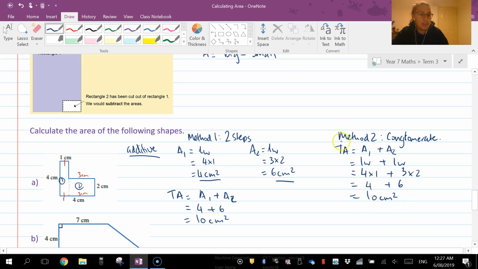Same thing. So it gives you the same answer, as you can see here, total area. This one can be a little bit trickier when you have multiple shapes, but it's whatever suits you.